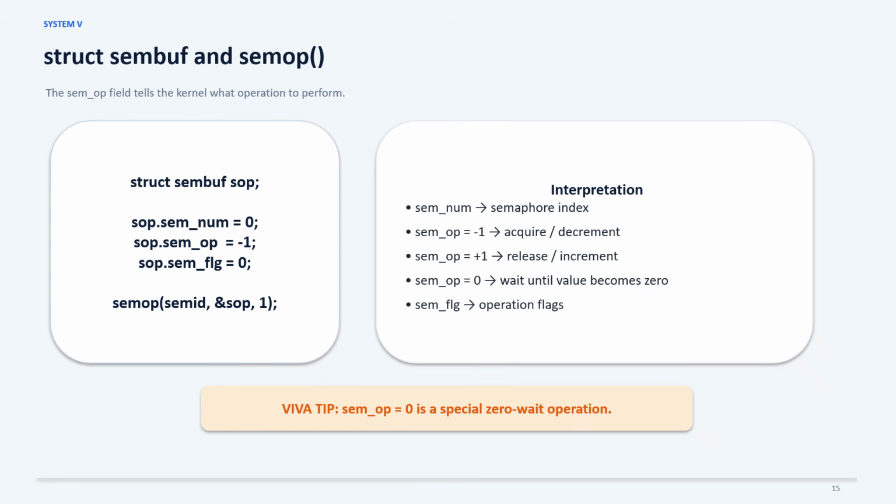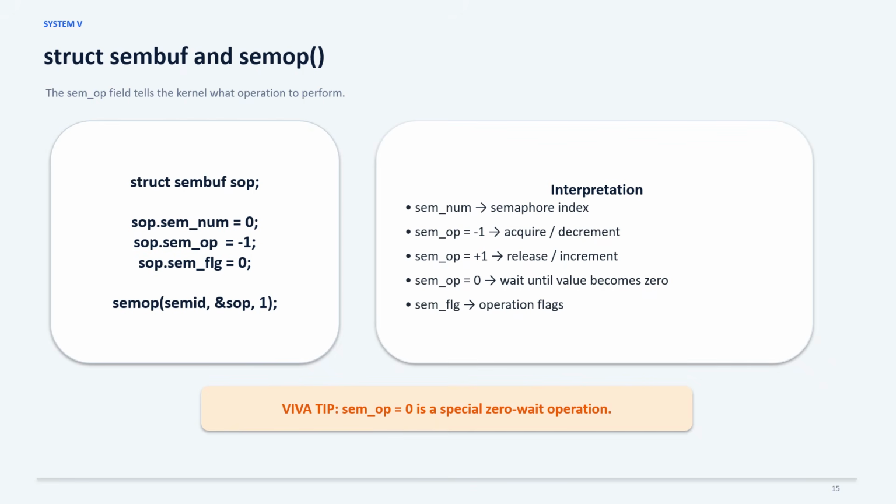To perform operations on a System V semaphore, we commonly use a structure called struct sembuf. Consider struct sembuf sop. The field sem_num specifies which semaphore in the semaphore set we want to operate on. If sem_num is 0, we are referring to the first semaphore. The field sem_op specifies the operation.